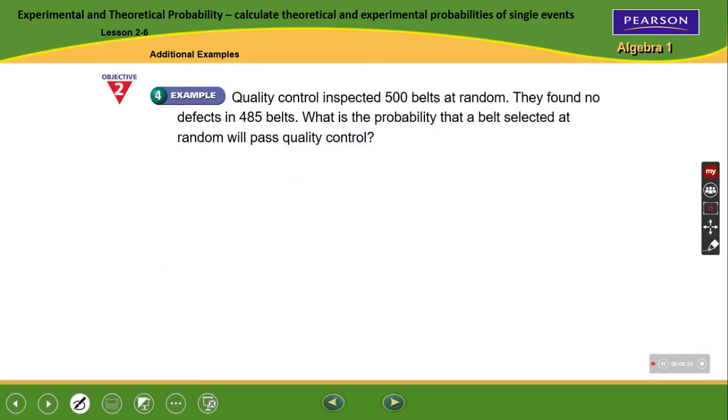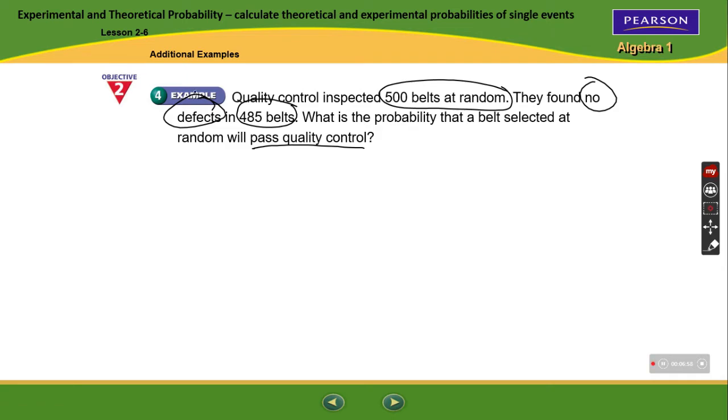Quality control inspected 500 belts at random. Again, we're using this word here, at random. That means everything has an equally likely chance of being selected. They found no defects in 485 belts. So 485 out of the 500 had no defects. What is the probability that a belt selected at random will pass quality control? If it passes quality control, that means that it has no defects.